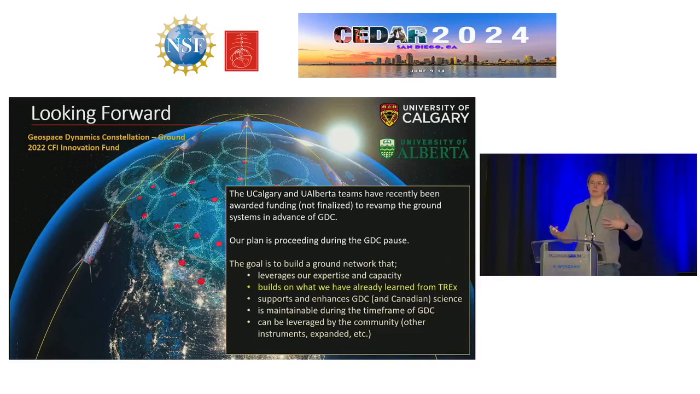And there's a lot of competing factors in how we design that network. Of course, we're trying to leverage our expertise and capacity in the optical imaging. We're trying to build on what we've learned from T-Rex, and that's been a key coupler now, especially with these new results coming out of RGB. We need to support enhanced GDC and Canadian science, because that's how we sold it. We need to be able to maintain this instrumentation. We need to be able to leverage or provide a system that can be leveraged by the community.